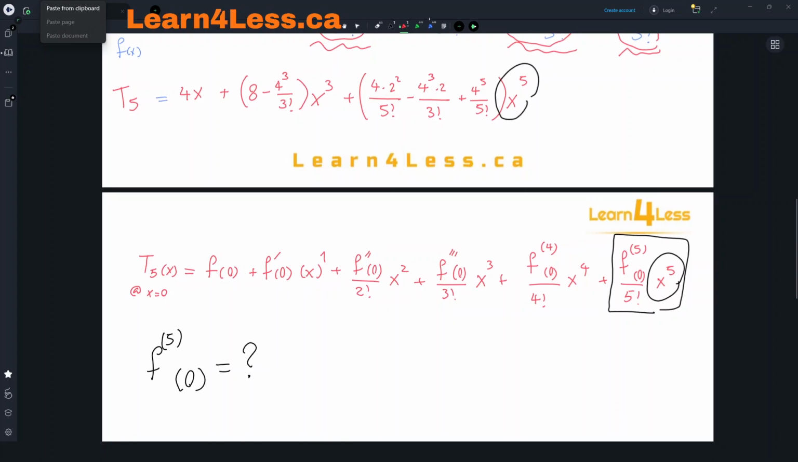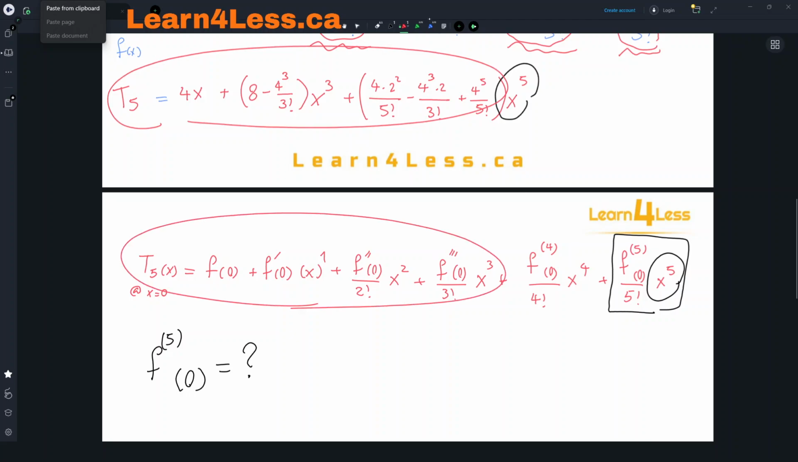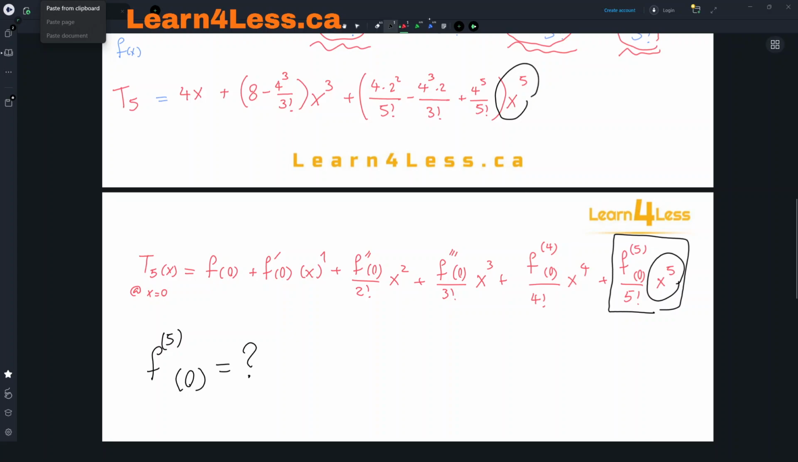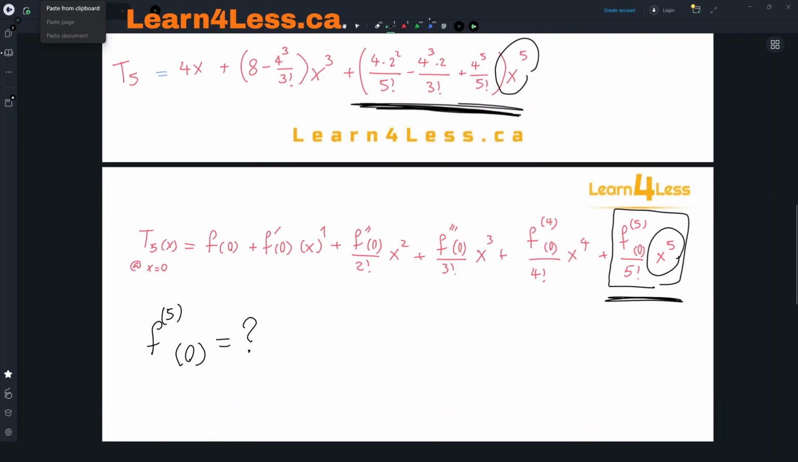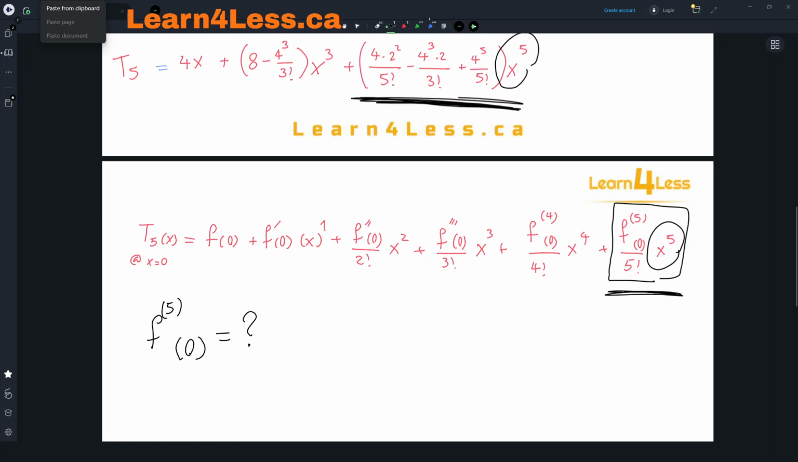I know that if I want to set this T5 equal to this one, because they are actually equal to each other, I need to have this term and this term be equal, because both of them have x to the 5. That's the main reason I factored out x to the 5. It's better looking now: you have one term with x to the 5 here, and also one term with x to the 5 here. Because they are equal to each other, I set them equal.